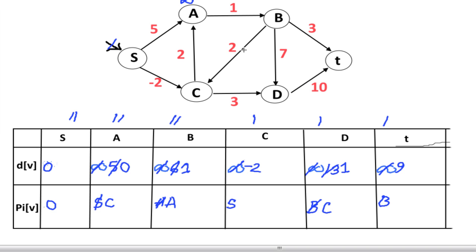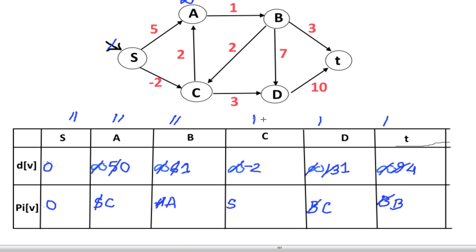So from B to C, 1 plus 2 is 3. We still don't need to update it because minus 2 is obviously lesser. And then 1 plus 7 is 8. We don't need to update it because it's 1. And 1 plus 3 is 4. So we do need to update this one. So 4, and the predecessor is still B, but let's just write it again.